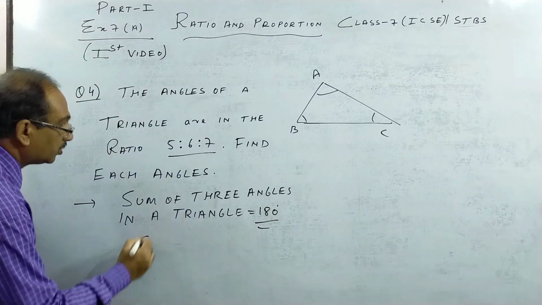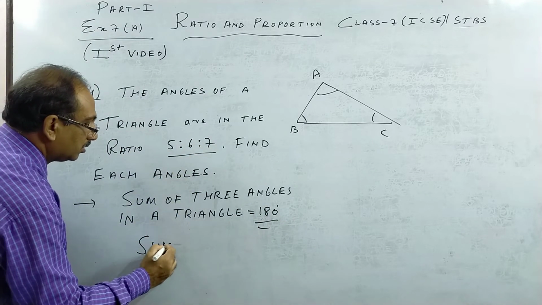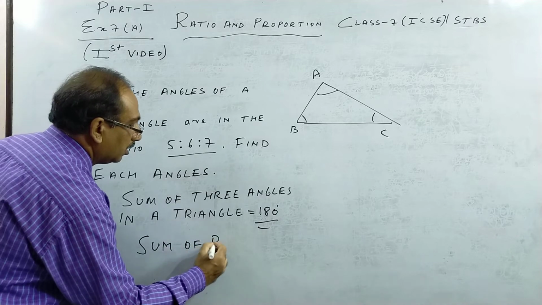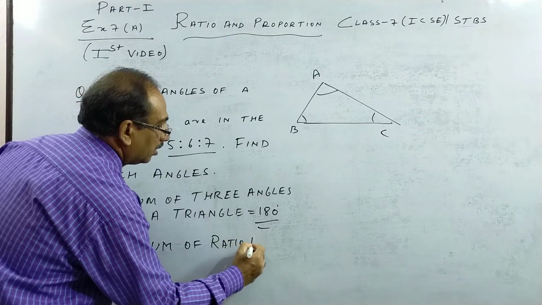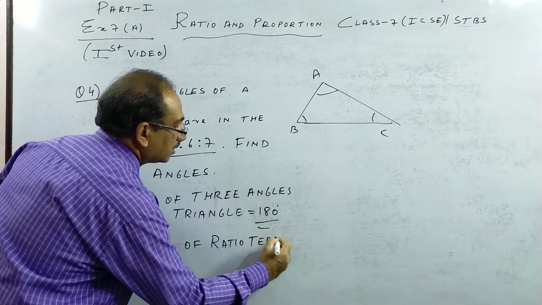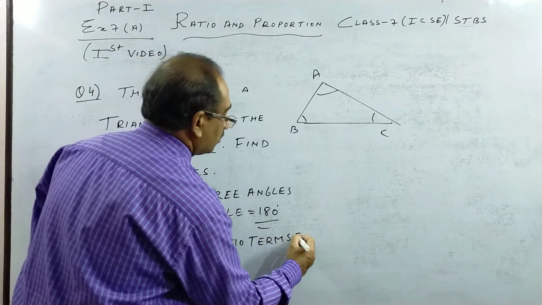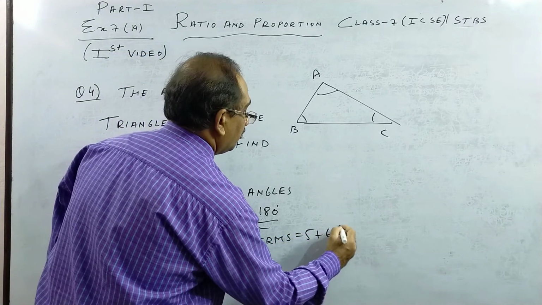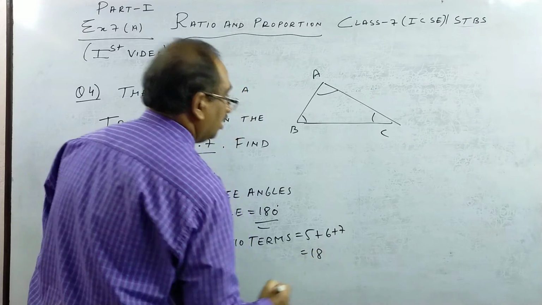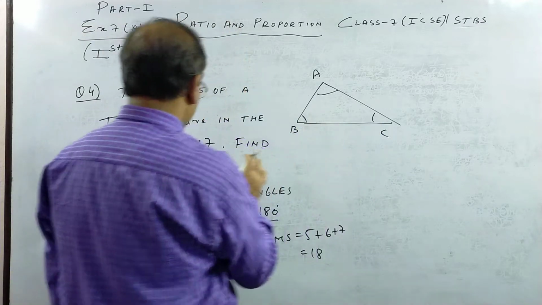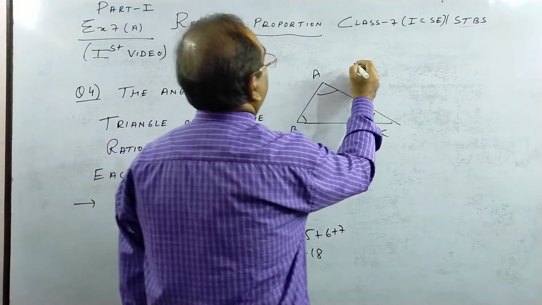Second thing, what we do, sum of the ratio terms. This thing we always have to see. So 5 plus 6 plus 7 is 18. Now we go, three angles we have to find. So this is the main trick, children.